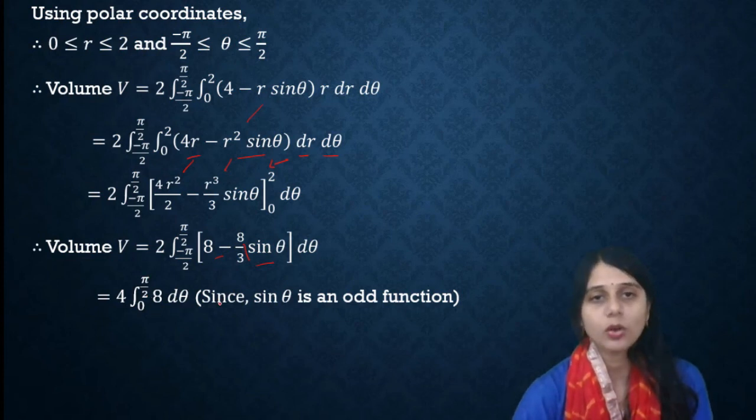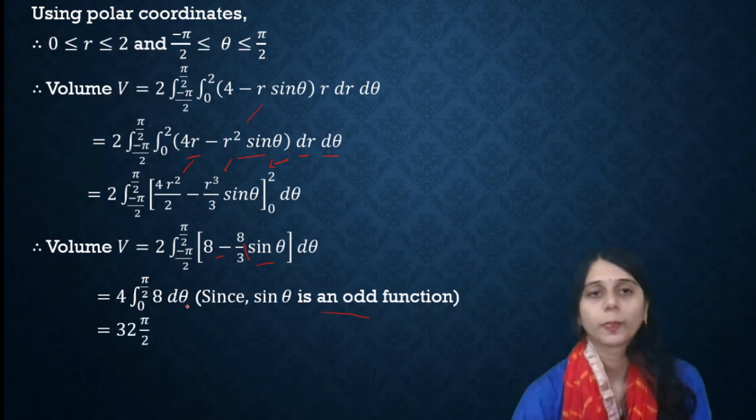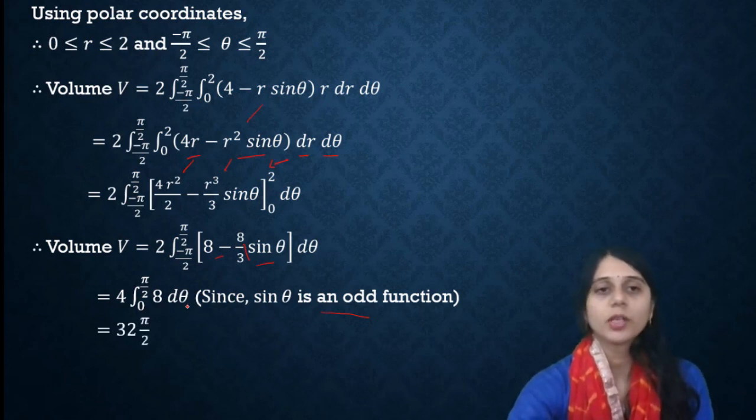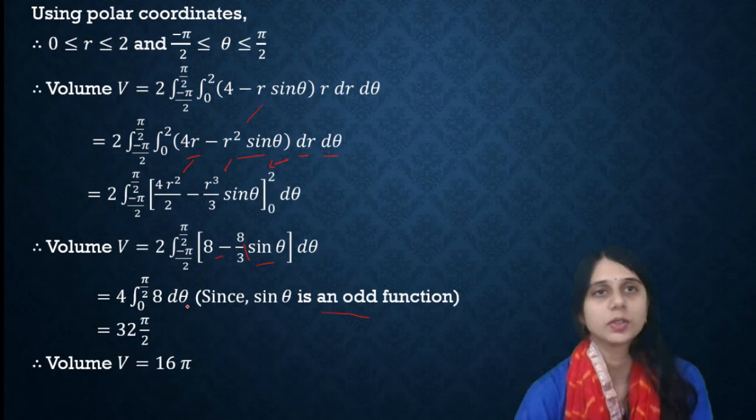Sin theta is an odd function. So we say that the integral from 0 to pi by 2 of 8 d theta, putting the values of pi by 2 and 0, you get 32 pi by 2, that means 16 pi as the volume.